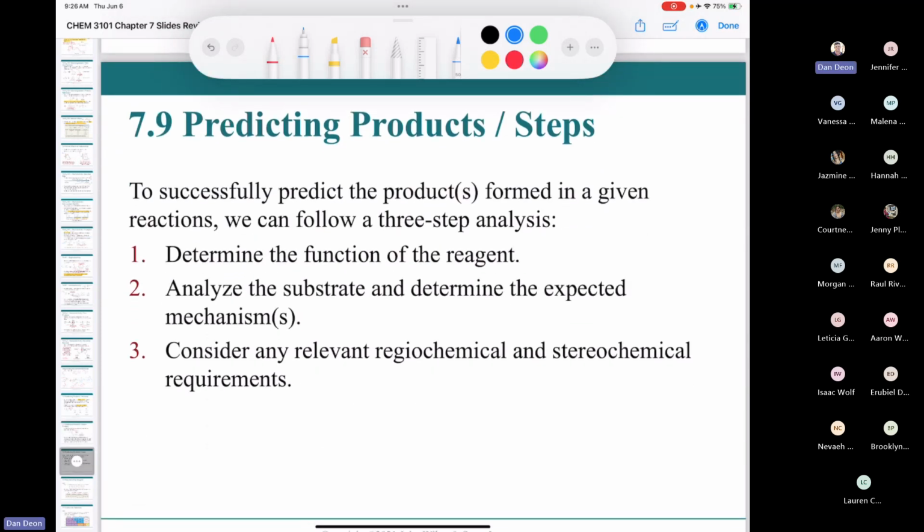How do you predict? Well, the first thing I would look at is the reagent. Ask yourself, is it a strong base, a weak base? Is it a strong nucleophile, a weak nucleophile? Then I'd analyze the substrate. I'd say, is it primary, secondary, tertiary? Is it benzylic? Is it allylic? And then I would look for any kind of relevant regiochemistry or stereochemistry that I have to take into account, right? For regiochemistry, do I get disubstituted and monosubstituted products? For stereochemistry, do I get a racemic mixture, right? Do I get enantiomers, that kind of thing.